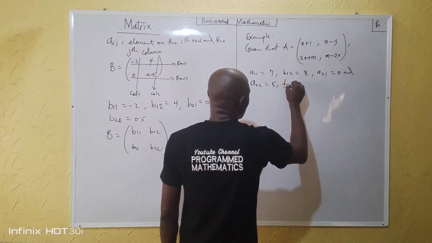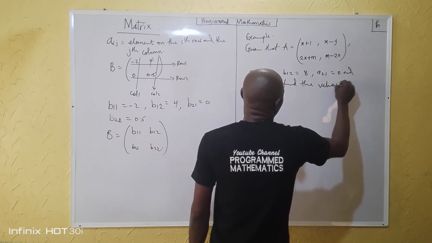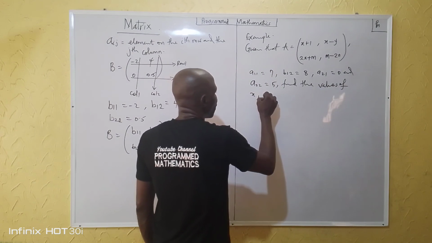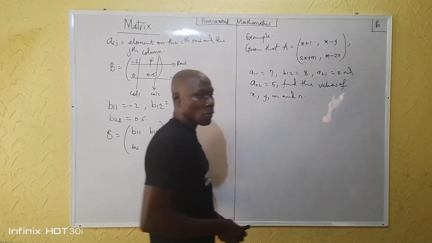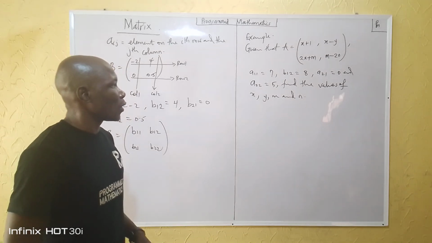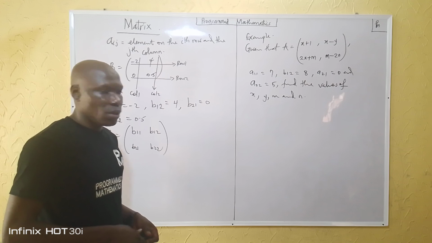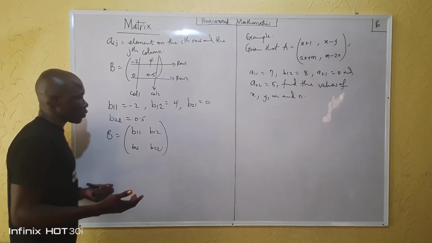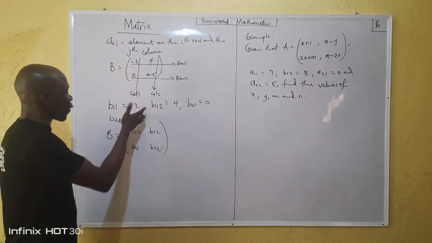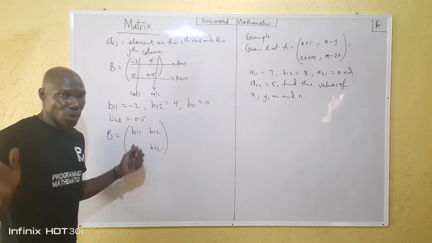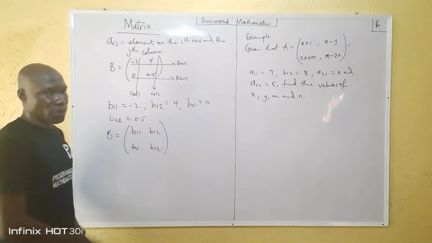So you have to find the values of x, y, m, and n. So this is a simple question here. These are things that you should expect when you are taught the topic. It is not always a very good thing to understand how to refer to an element of the matrix and then stop there. It will not help you. Let's make use of what you understood to solve a problem.